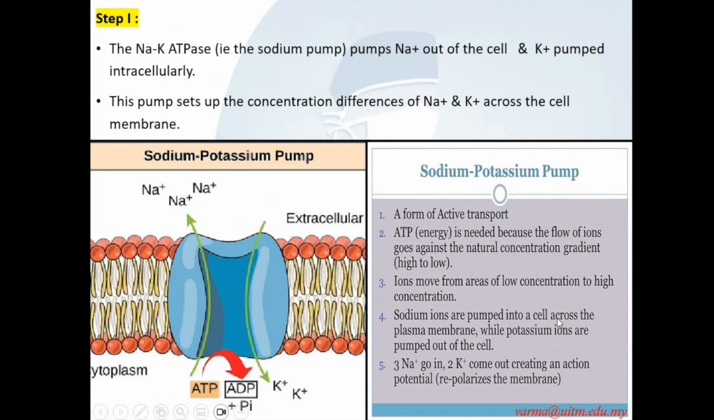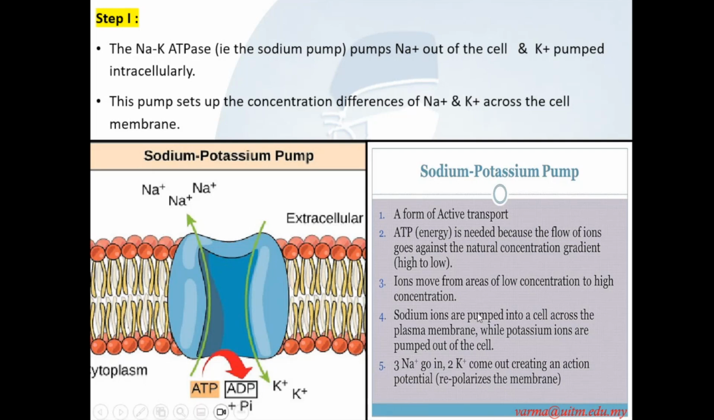Sodium ions are pumped into a cell across the plasma membrane, while potassium ions are pumped out of the cell. 3 sodium go in and 2 potassium go out, creating action potential, repolarizes the membrane.